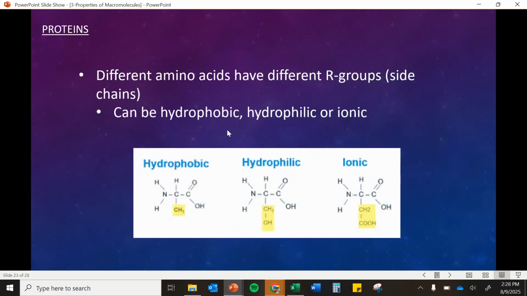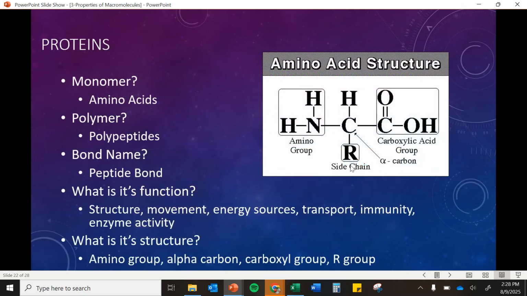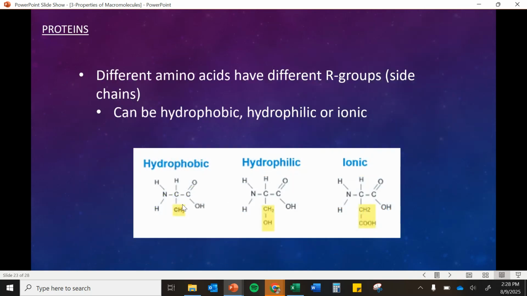Okay, the big reason why proteins have so many different functions is because they have these different R groups. That R is not an element because there's no R element on the periodic table, but it is basically a placeholder, and we can attach all sorts of different groups to that side, called side chains. These side chains can be hydrophobic, hydrophilic, or even ionic. So that means they're going to interact differently based on what side chain is present.